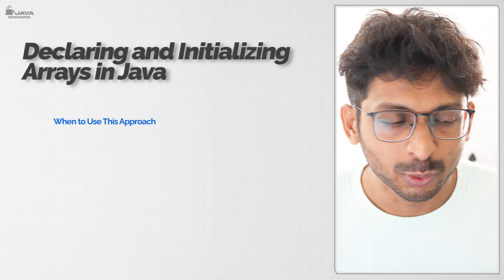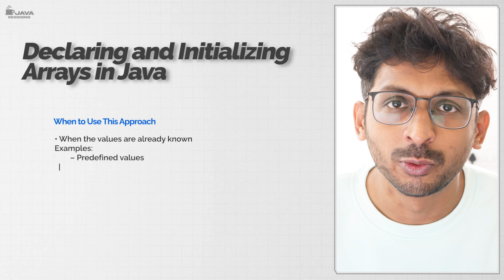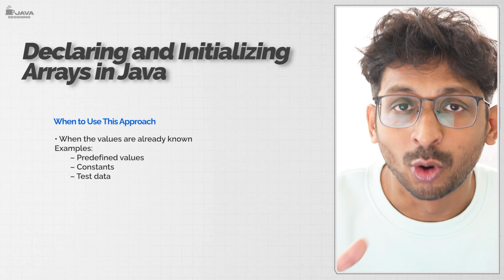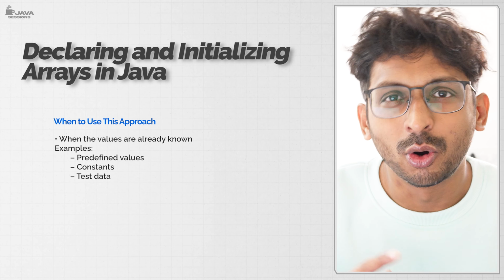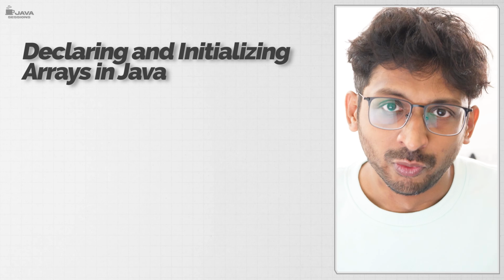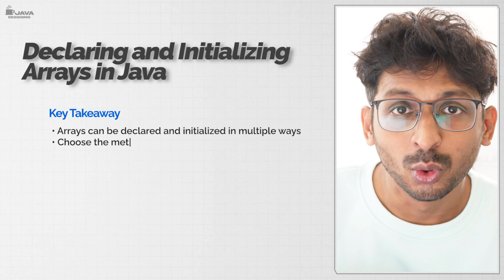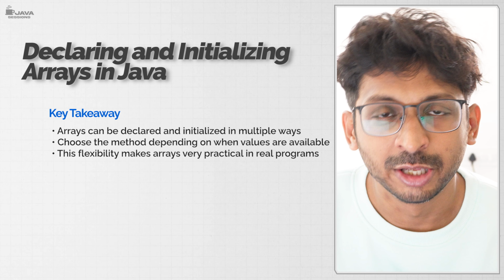You can use this approach when you have a list of predefined values, like let's say constants or some preset values or some random quick test data. With these 3 approaches, you now know how to set up and populate arrays in your Java code.